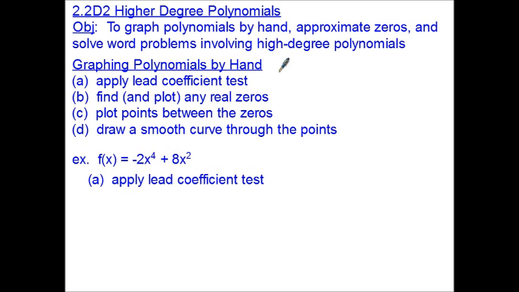Now this is basically the problem set that has you do this. These steps are all laid out as parts A, B, C, D, etc. So I'm just mimicking what the book's going to do for you. Here we go. We've got f of x equals negative 2x to the fourth plus 8x squared. Applying the lead coefficient test, to me, mostly just means getting a mental picture of what this is going to look like in our heads before we get too far into it.